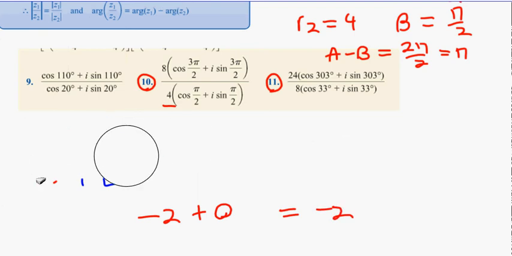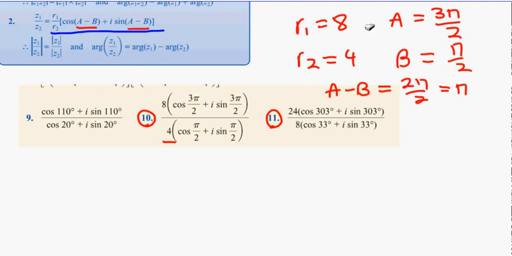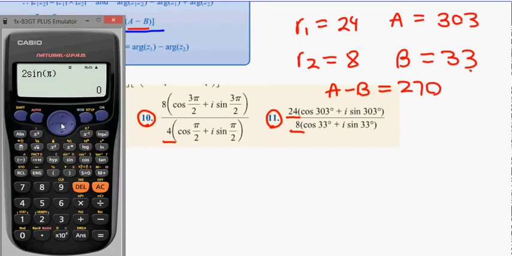Now look at question 11 here. Once again, we're just going to change our numbers here. So this time around, what we're going to have is R1 is 24, R2 is 8, A is 303, B is 33, A minus B is 270. Now before I do this, I have to make sure that my setup is in degrees, okay? So now all of a sudden it doesn't work for radians anymore.